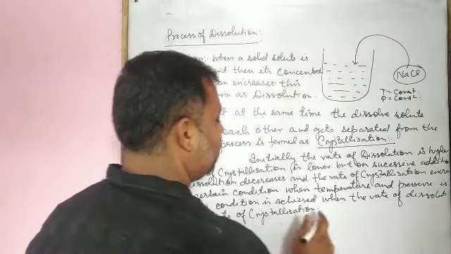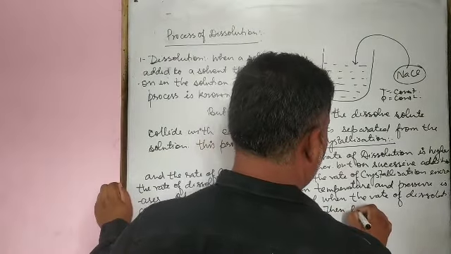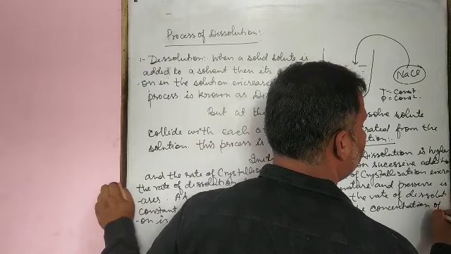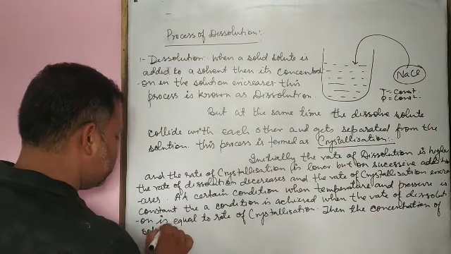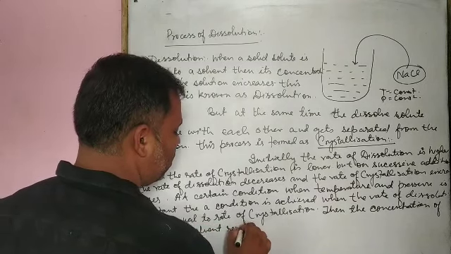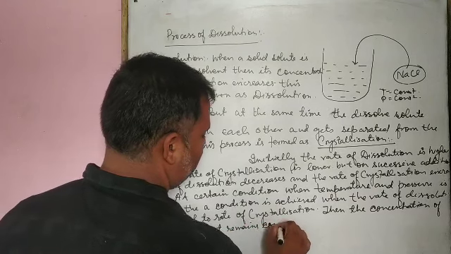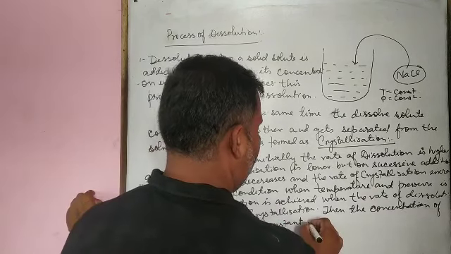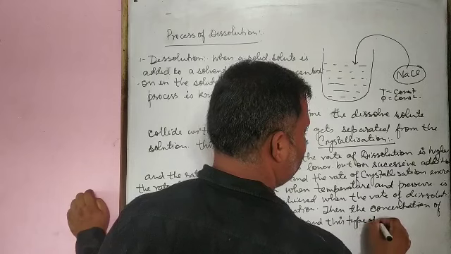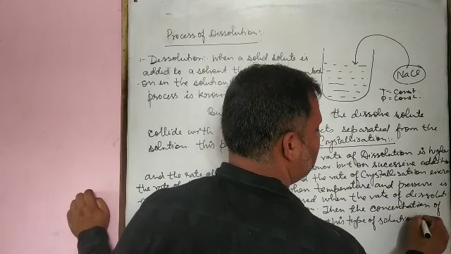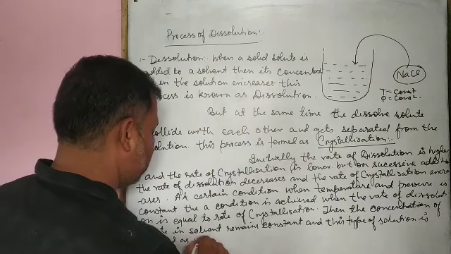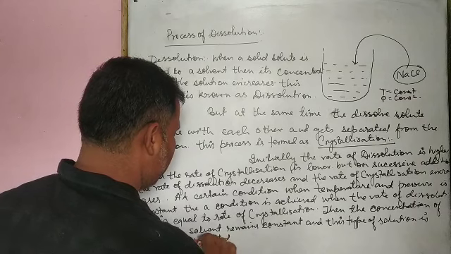Equal to the rate of crystallization, then the concentration of solute in solvent remains constant, and this type of solution is termed as saturated solution.